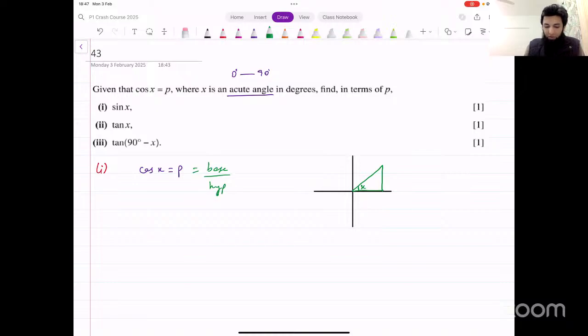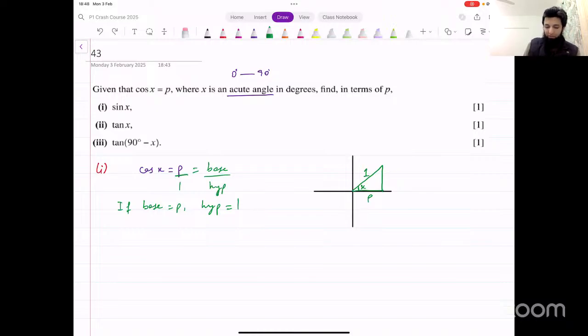We are given that cos x is equal to p, and the definition of cos is base over hypotenuse. We can write p as p over 1, right? That's the same thing. If the ratio of base and hypotenuse is p, that means it's p over 1. So if this base is p, this hypotenuse has to be 1. Now, if that is the case, can we find the perpendicular?